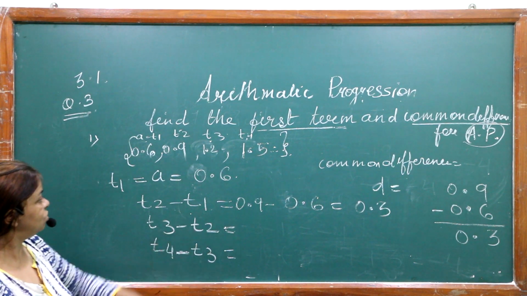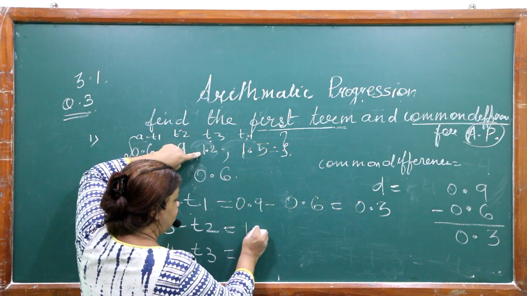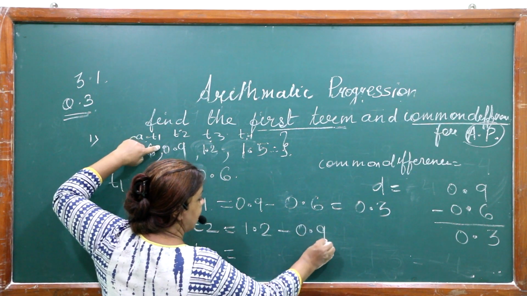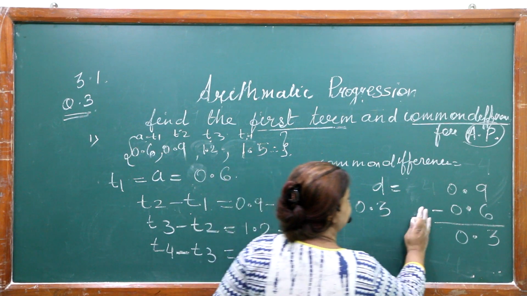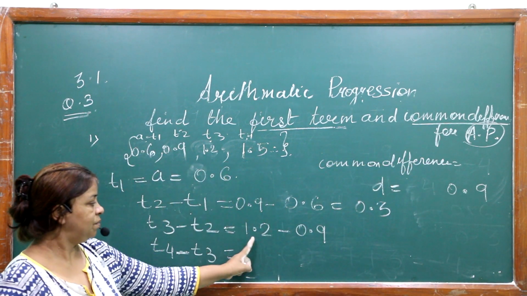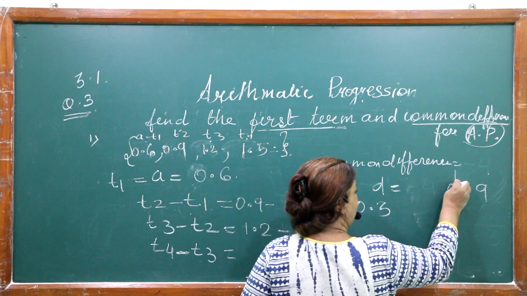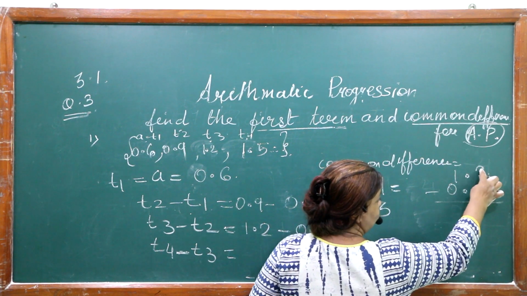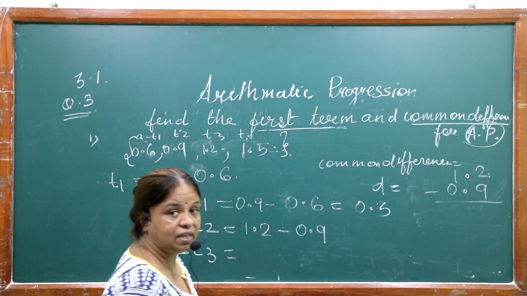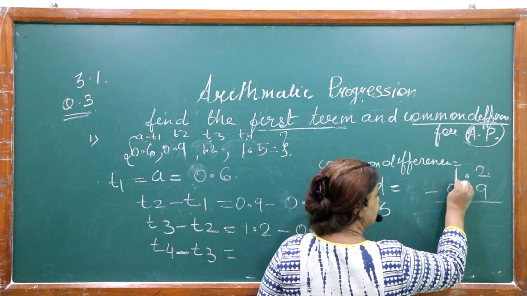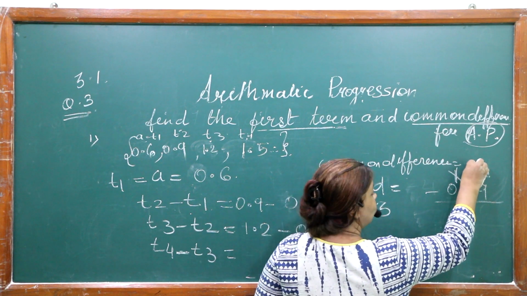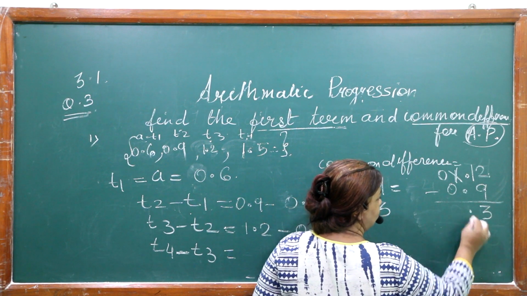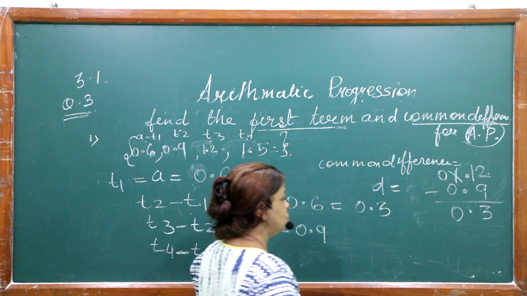Term 3 minus term 2. This is term 3, 1.2 minus term 2, 0.9. So I write here 1.2 minus 0.9. Below point comes point. 2 minus 9 cannot be possible, therefore I'll go here and take the number 1, it will be 0 here, 12 minus 9 is 3. So 0.3 again.